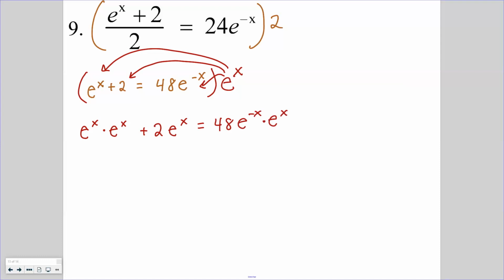If you can simplify this in your head, you don't have to worry about writing that step, but I just wanted to show you what happens. When I have bases that are the same being multiplied together, the rule is that we add the exponents. So e to the power of x times e to the power of x is e to the power of 2x. And then the 2e to the x just stays. There's nothing I can do there.